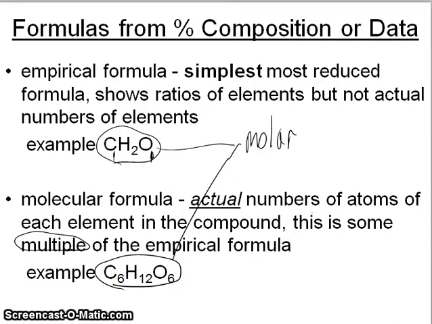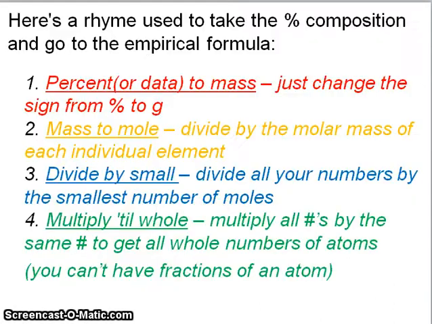So if you have the percent compositions and you want to get the empirical formula, notice I didn't say molecular formula, but if you want the empirical formula, all you have to do is change your percent to mass, mass to mole, divide by small, multiply till whole. Now that's the jingle, but that doesn't necessarily tell you exactly what to do, so out next to it I put how you're going to do that. So what we're going to do is work a couple problems first, then you can work some on your own.